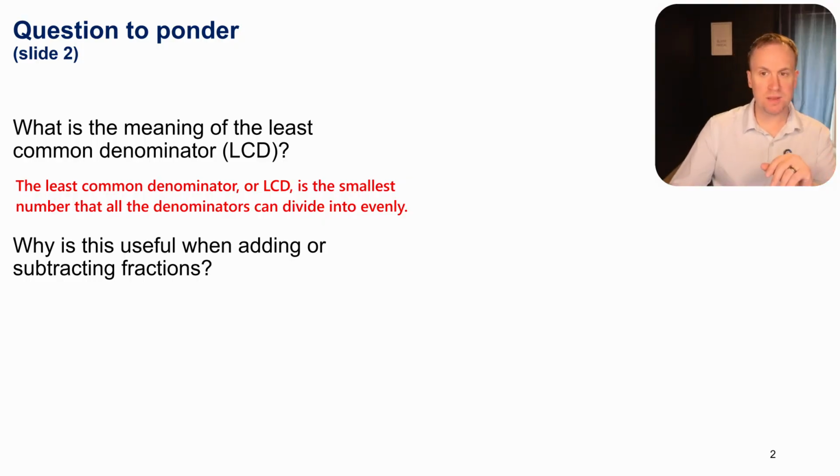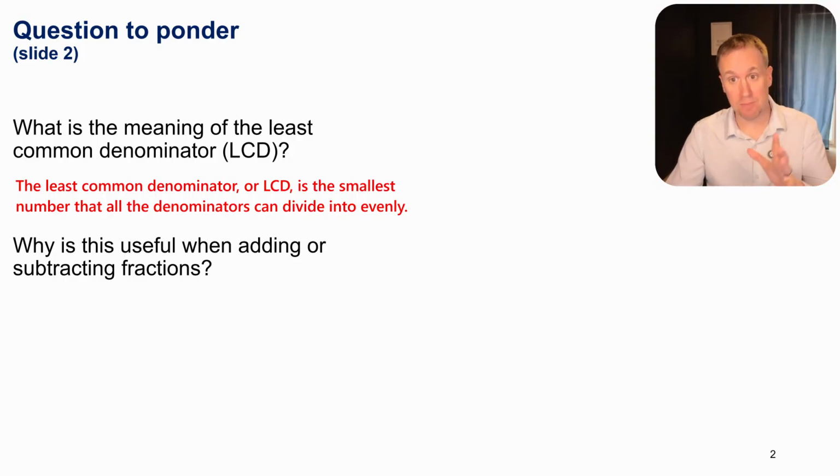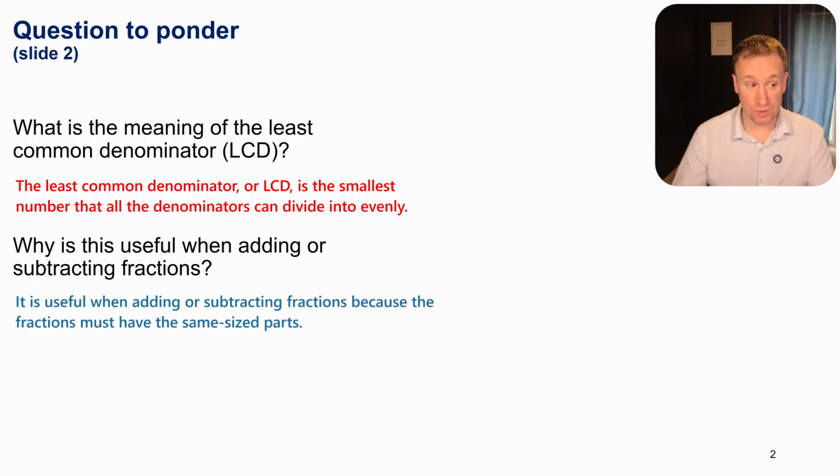Okay, so first, what is the meaning of the least common denominator? The least common denominator, or LCD, is the smallest number that all the denominators can divide into evenly. When you are comparing or adding multiple fractions, you will need to find that common denominator. The least common denominator is the smallest, which makes it easier to simplify the fractions toward the end. Now, why is it useful? Well, it's useful when adding or subtracting fractions because the fractions must have the same sized parts.